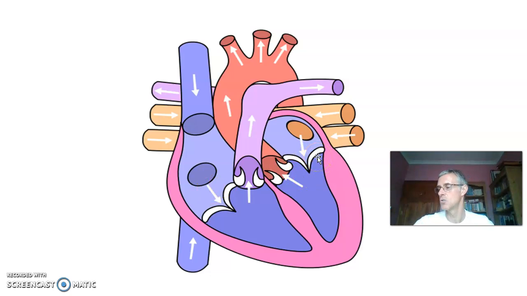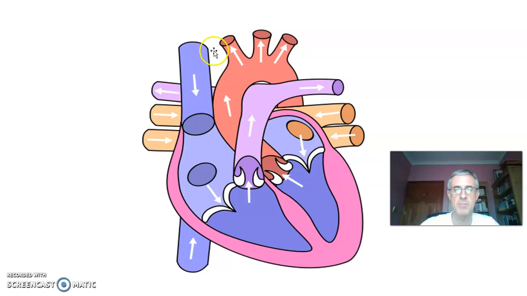Okay, so first of all, the blood comes in through the vena cava. Now you might have done this in science, so this will be an advantage if you have, but if you haven't, don't worry, here we go. So the blood comes in. This is called the superior vena cava, and this is called the inferior vena cava. The blood comes in, first of all, through here, and it's bringing deoxygenated blood. That means blood that hasn't got any oxygen in.